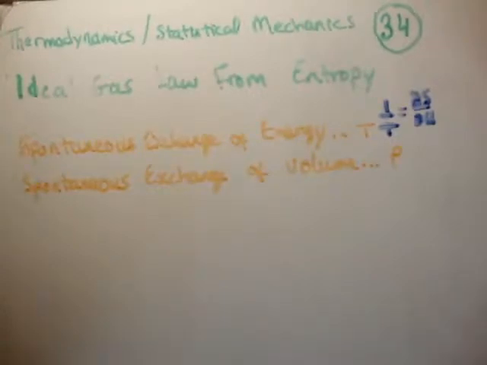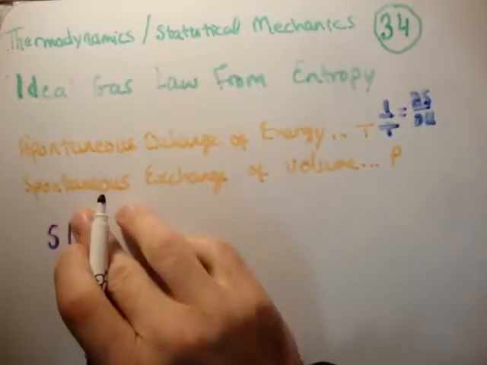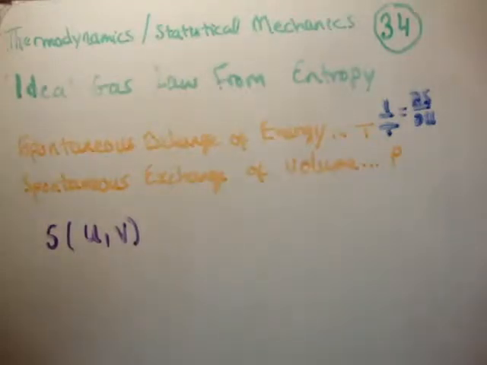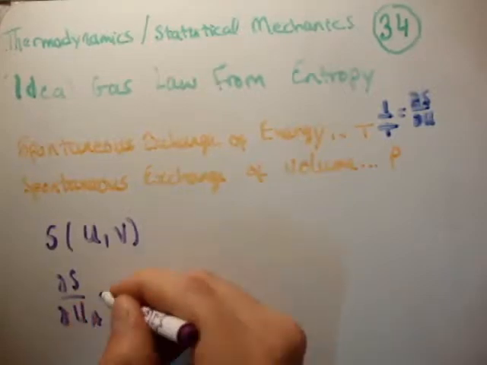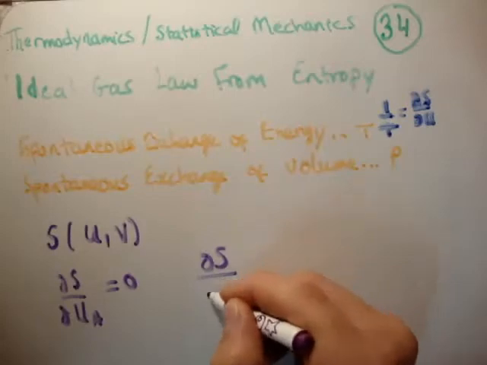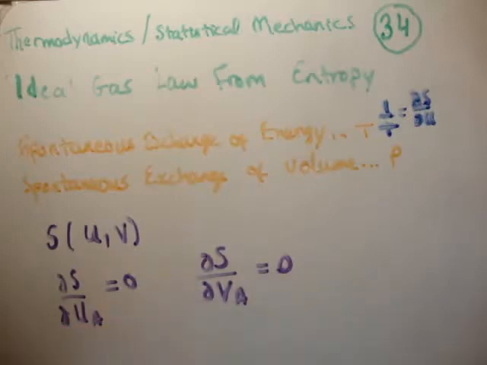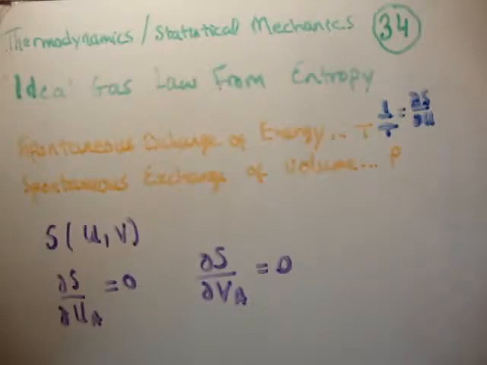If our system can exchange both energy and volume, that means that the entropy is a function of both energy, which I'll call U, and volume V. So when is it in equilibrium? It's in equilibrium when it's no longer changing. That means, taking two systems A and B and looking at U sub A, del S del U sub A is equal to 0, and we also know that del S del V sub A is equal to 0. Now the first condition we saw previously brought us to the equation that 1 over T is del S del U. That gave us that equation.